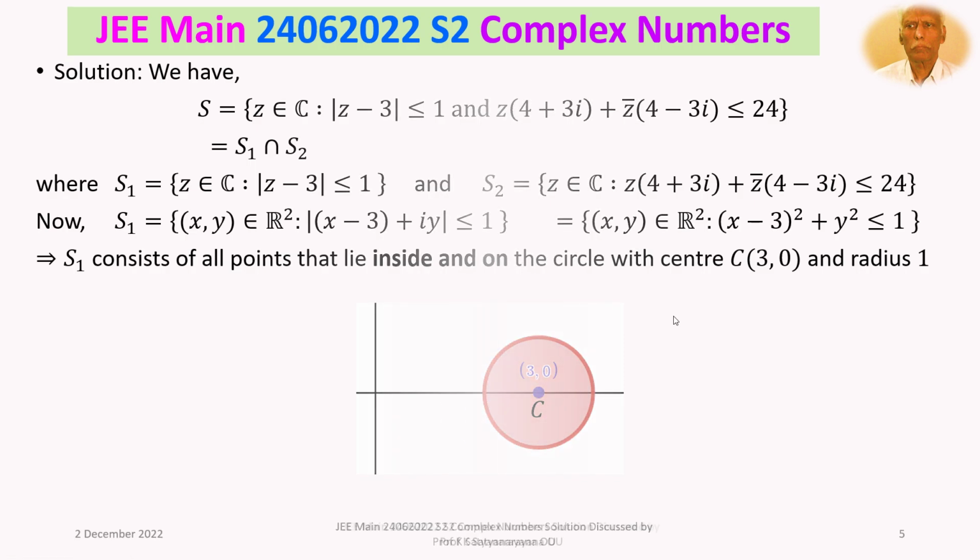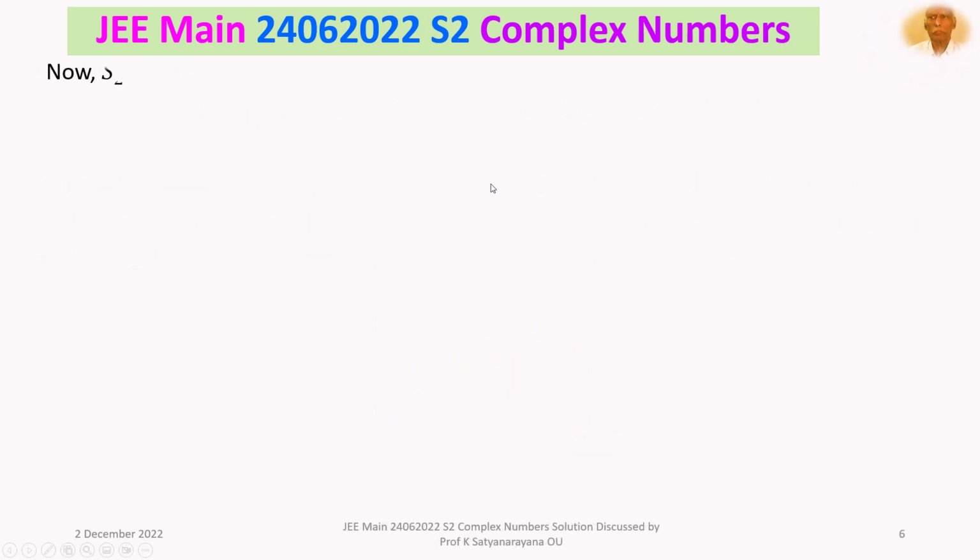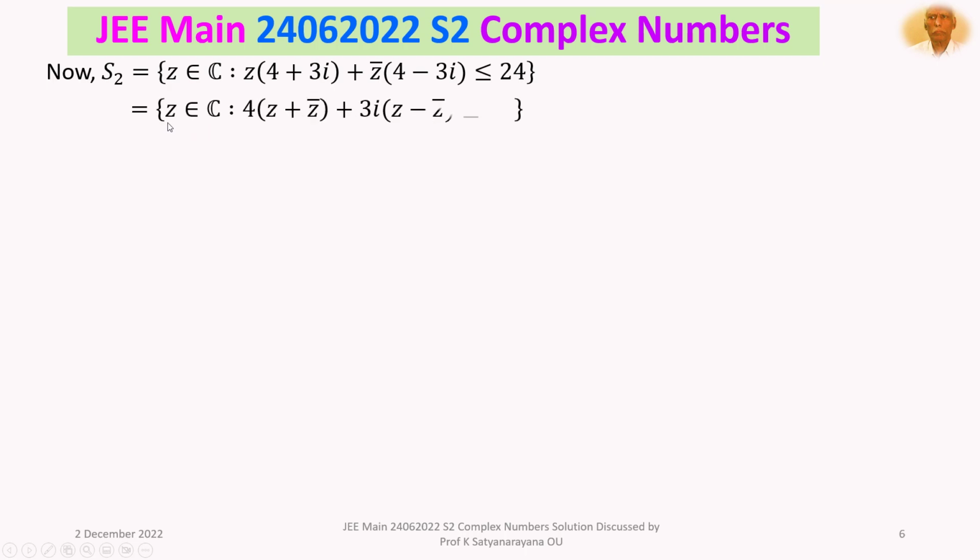Let's look at S2. We have S2 as the set of all Z belongs to the set of complex numbers such that Z multiplied by (4 plus 3i) plus Z bar multiplied by (4 minus 3i) is less than or equal to 24. So this is the same as: set of all Z belongs to C such that 4z plus 4z bar, 4 is taken common, (z plus z bar), and 3iz minus 3iz bar, 3i is taken common, multiplied by (z minus z bar), less than or equal to 24.